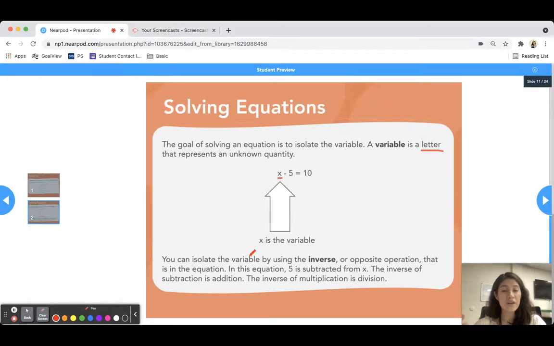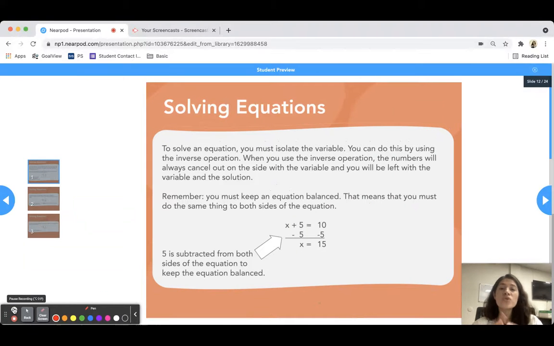And you can isolate the variable by using the inverse or opposite operation in the equation. So for example, in this equation, 5 is subtracted from x. So I'm doing a subtraction. The inverse of subtraction is addition. Now, if this was a multiplication, the inverse of multiplication would be division. Okay, so remember, addition goes with subtraction, division goes with multiplication.